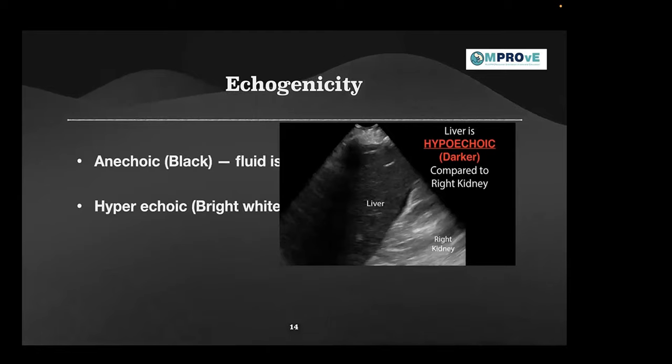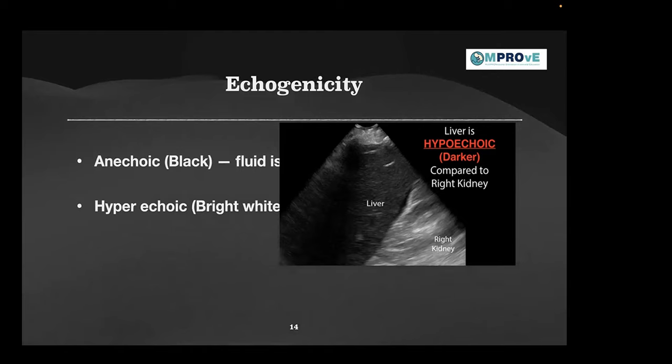Hypoechoic is nothing but a play between the anechoic and hyperechoic. So when we talk about hypoechoic, we are talking in relative terms. So liver appears darker than the kidney. So liver is hypoechoic compared to the kidney. Or for that matter, bladder will appear hypoechoic to the kidney.